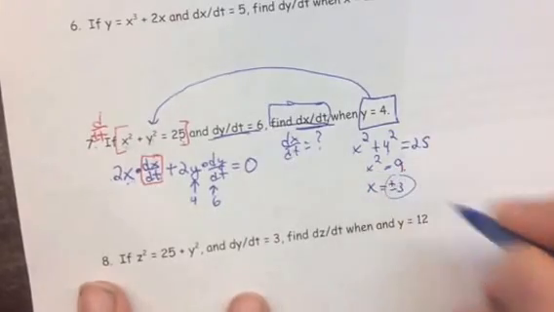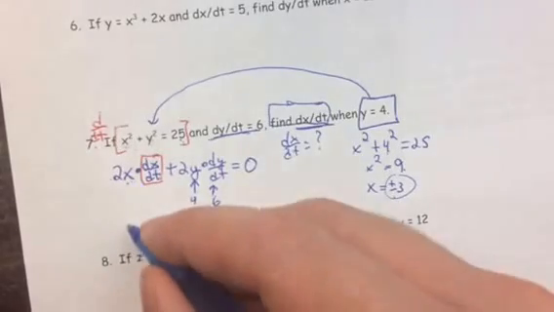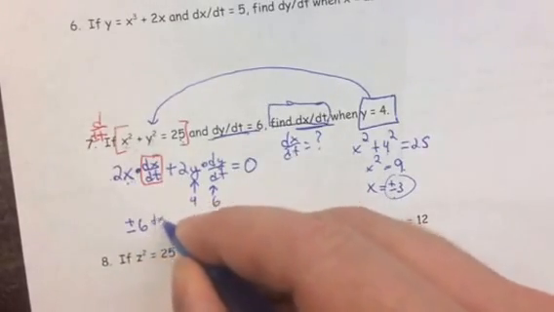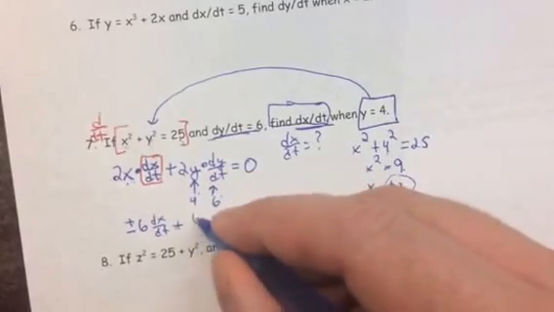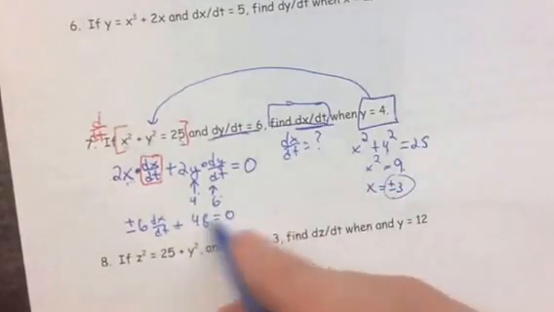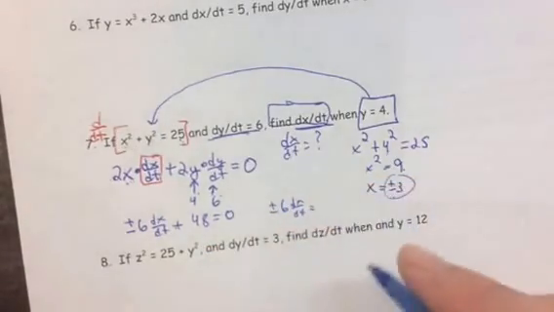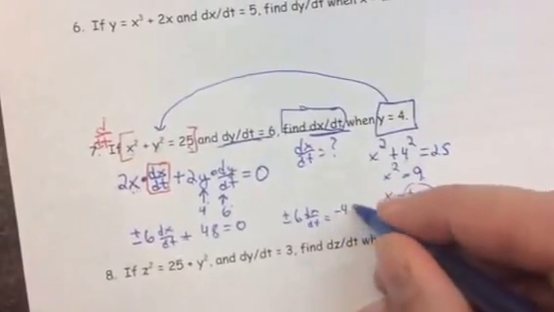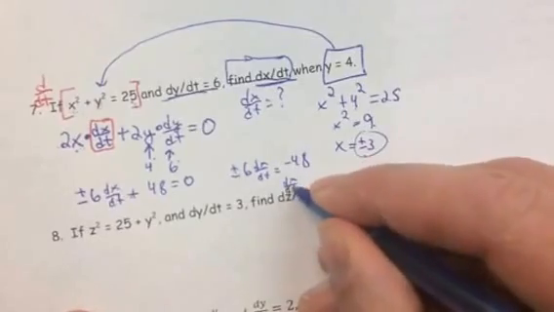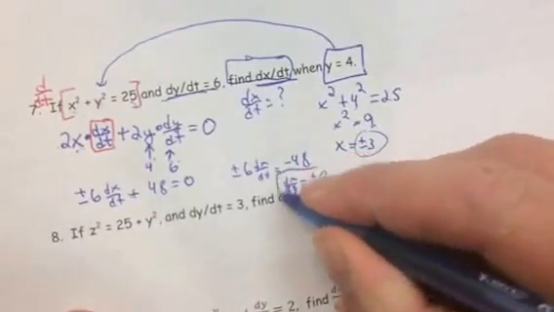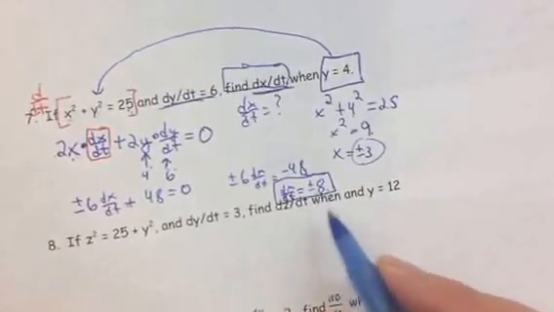Remember, if you take the square root of both sides, it could be plus or minus. And so when I plug in here, I get two things. It's plus or minus 6 times dx/dt plus 2 times 4 times 6 is 48 equals 0. Subtract the 48. So plus or minus 6 dx/dt equals negative 48. And when we divide by this, we're actually going to get plus or minus 8. So that's what dx/dt is when y equals 4. There's actually two possibilities. It could be positive or negative 8.